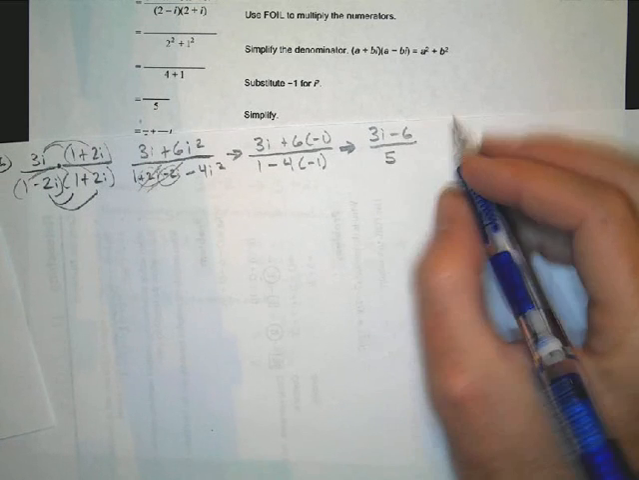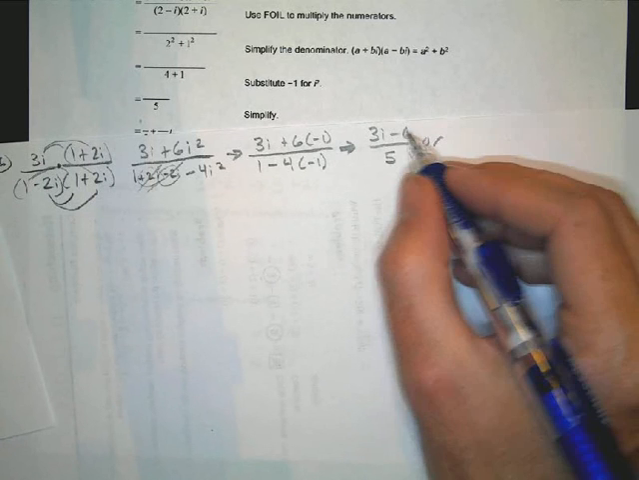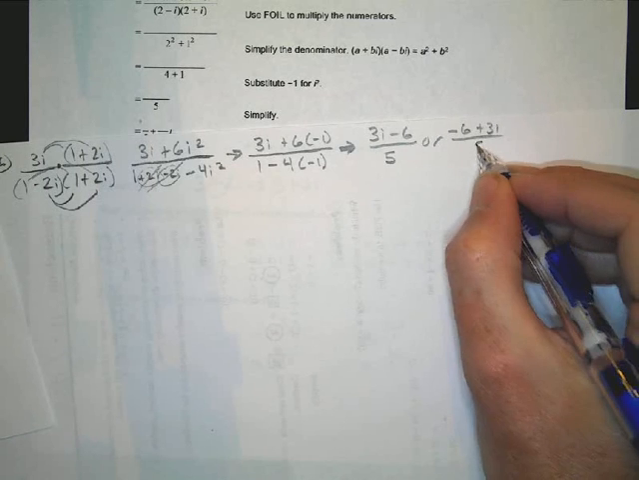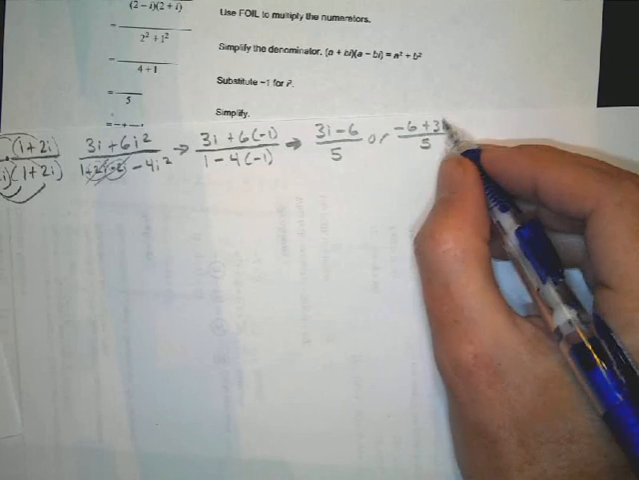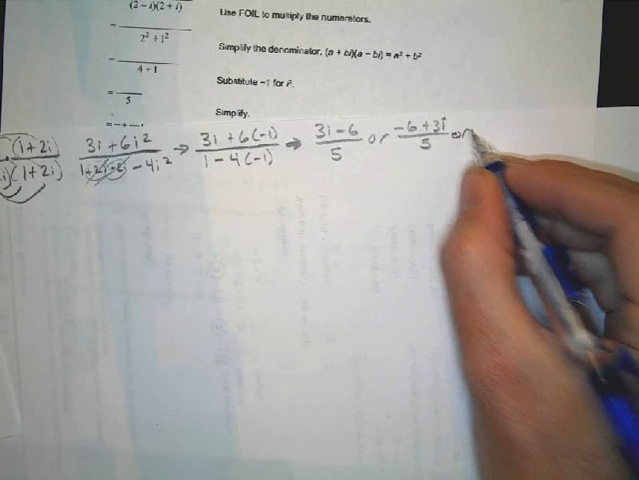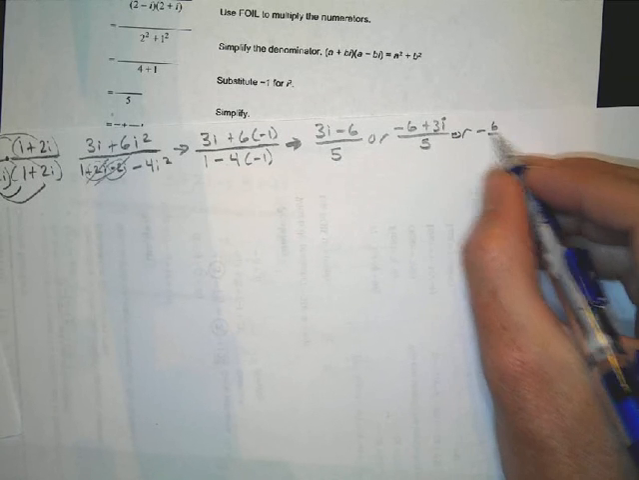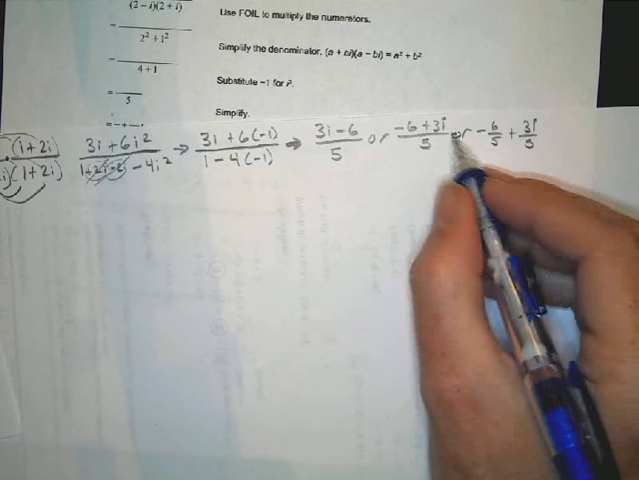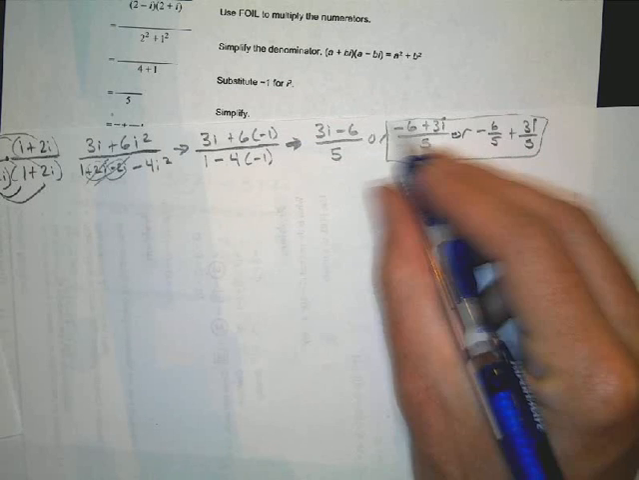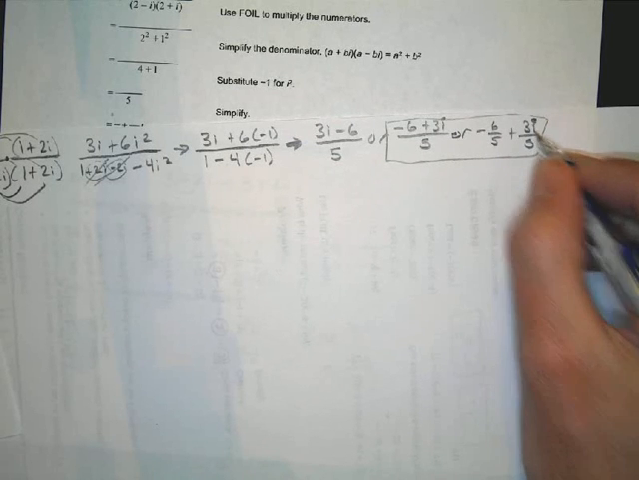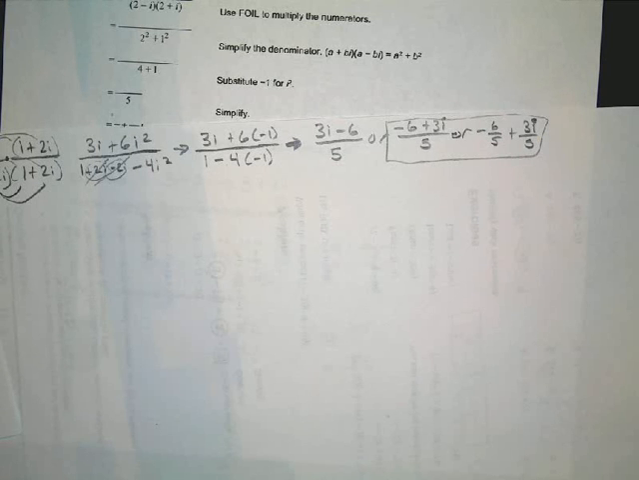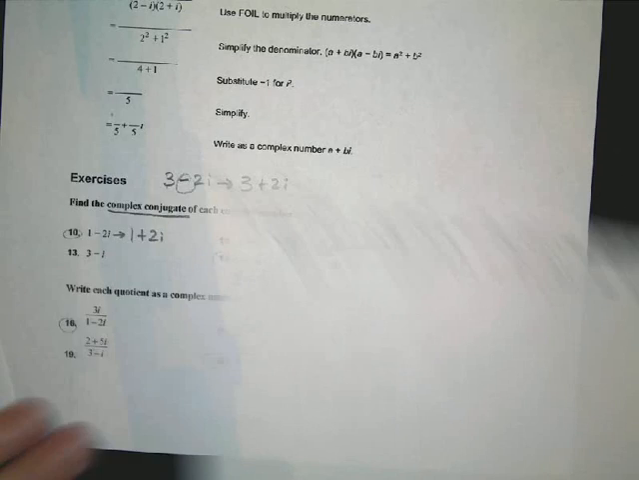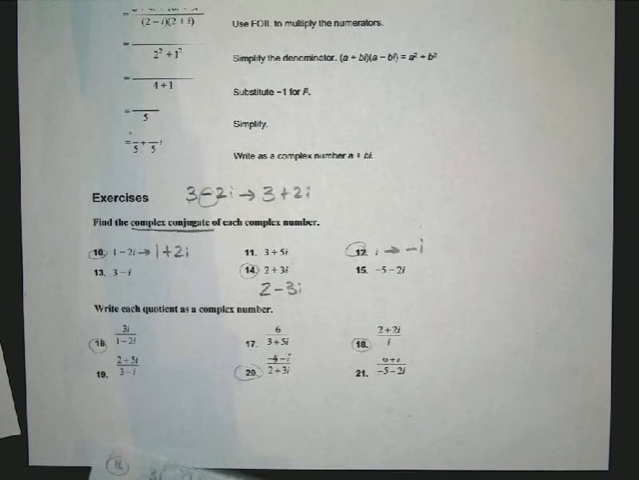I could leave it like this, or I could rewrite this and flip the order around. It should be negative 6 plus 3i over 5 if you want to write it with the imaginary number second. And from there, I could break it apart as negative 6 over 5 plus 3i over 5, or I could leave it like this. Either one of those answers is fine. Again, check with your teacher to see how they want you to write that out, to leave it like that or like that. It's the same thing.